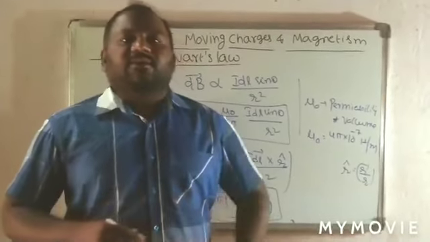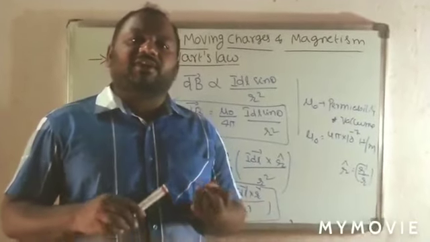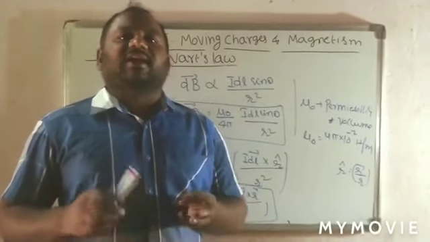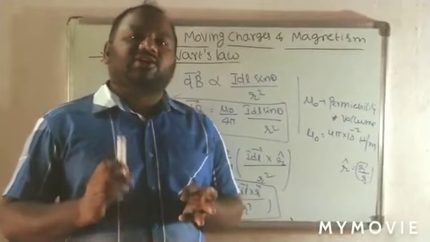In the next session, we derive the magnetic field due to a straight current carrying conductor and the magnetic field due to a circular coil.